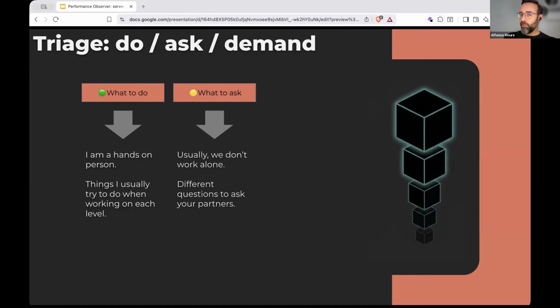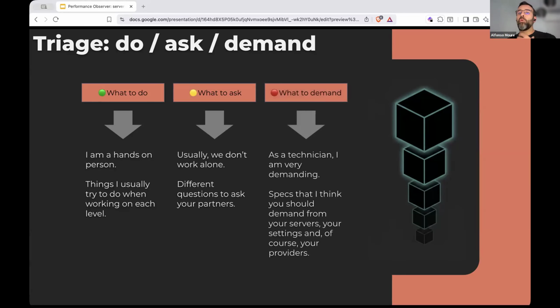A specific question to your team, your platform people, your provider, etc. The cost is the time to make those questions. And the third is the demand. What you put in contract, an SLA, or a monthly report you are requesting to external providers or your IT department. It is important to remember that you always need to start with do, okay?